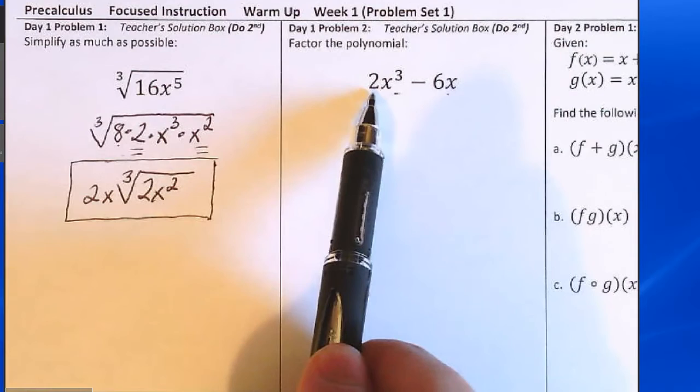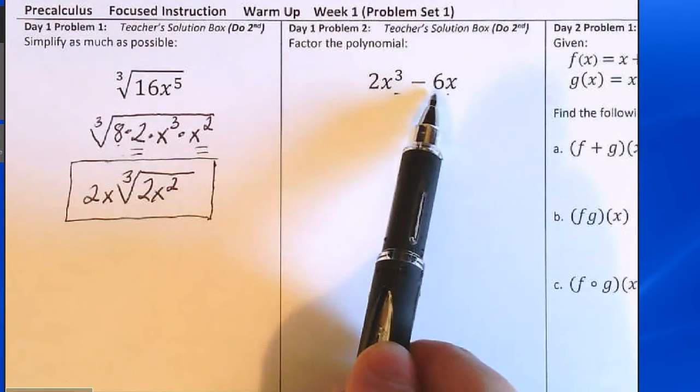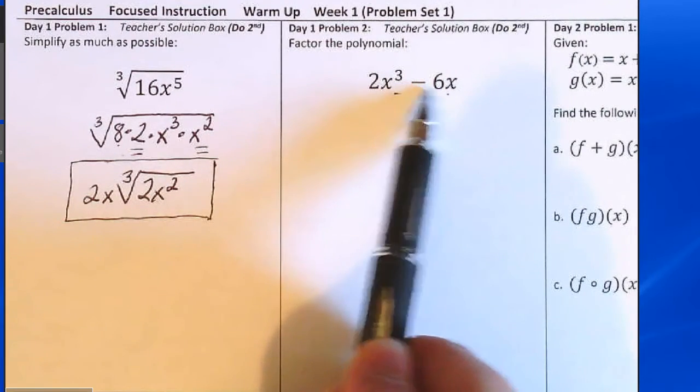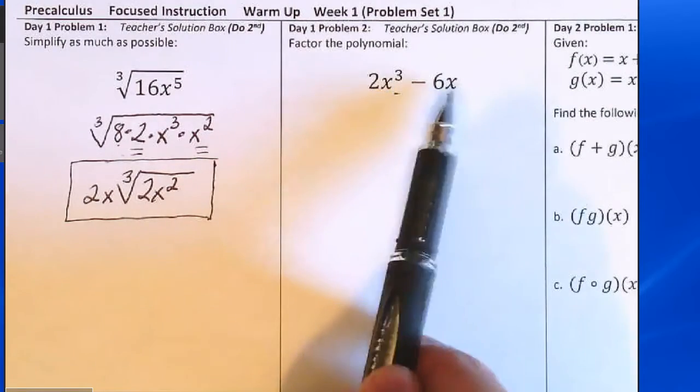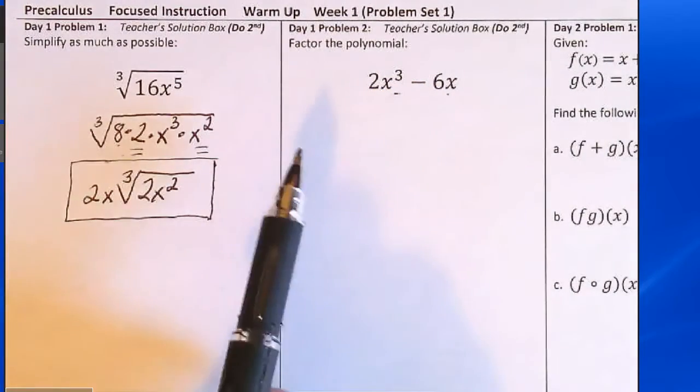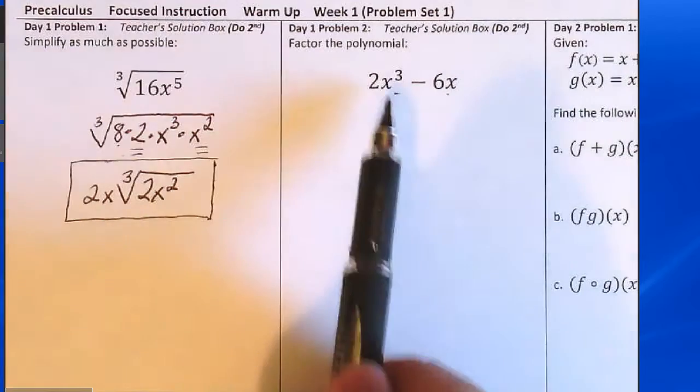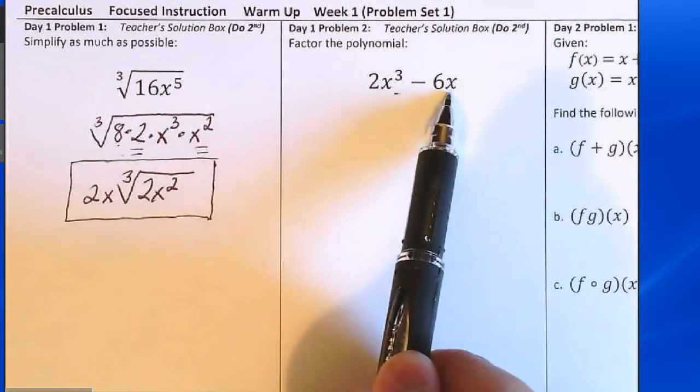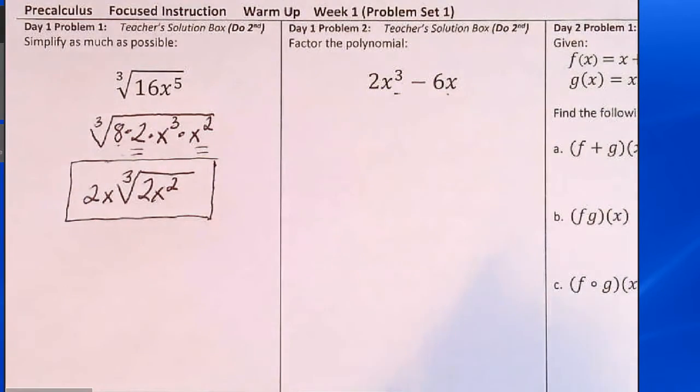The coefficient of the first term is 2. The coefficient of the second term is the -6. Both terms have x in them. When we factor this, this means to rewrite this subtraction problem as a product. Let's look for a greatest common factor.